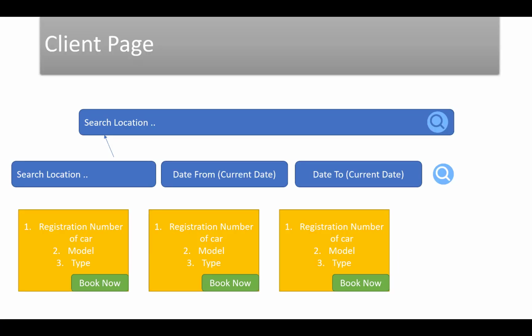So what is in the client page? A client can search locations where they can find a car and vehicle, for example New York City and Delhi. Search the location, select a date from and to, and after that search whether a vehicle is available. It shows the registration number, the model of the vehicle, and the type of the vehicle, like sedan car and SUV types.